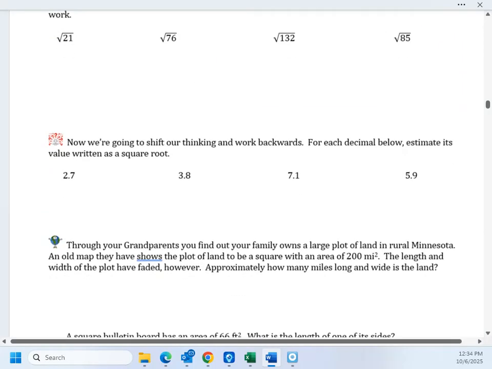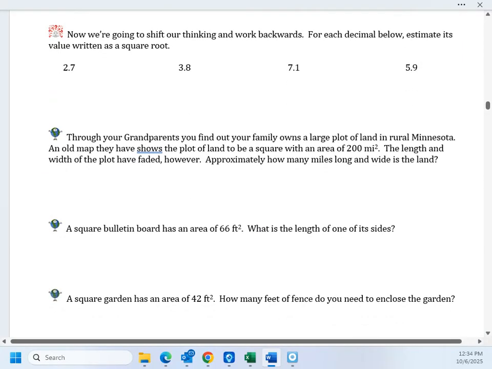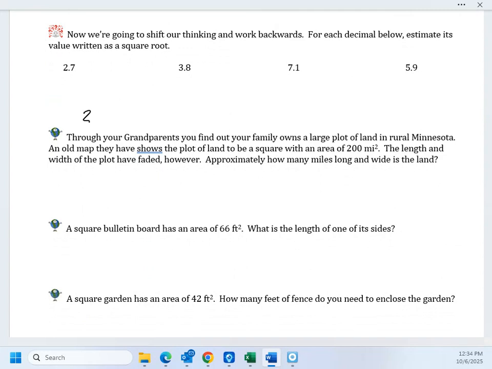Now let's look down below that. Now we're going to shift our thinking and we're going to work it backwards. For each decimal below, estimate its value written as a square root. So we're going to work it backwards. If our answer is 2.7, what does that tell me our number line is?